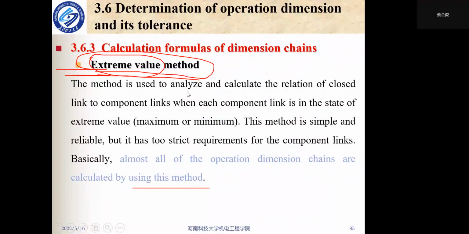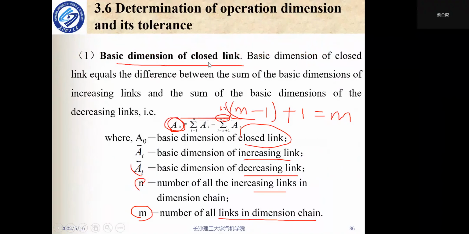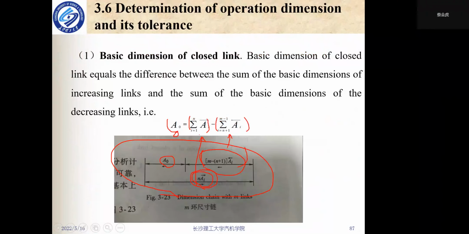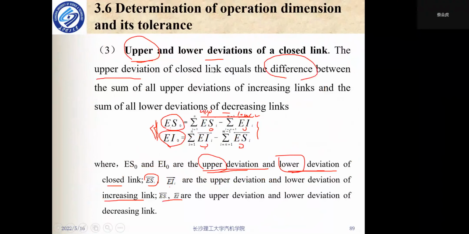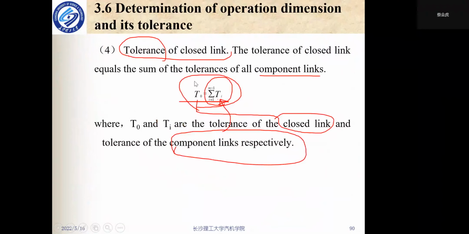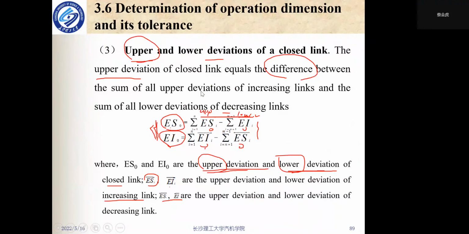So we have learned something about the extreme value method, including basic dimension of closed link, limit dimension of closed link, and the upper and lower deviation of closed link. And the tolerance of closed link. So, do you have any questions about these equations?